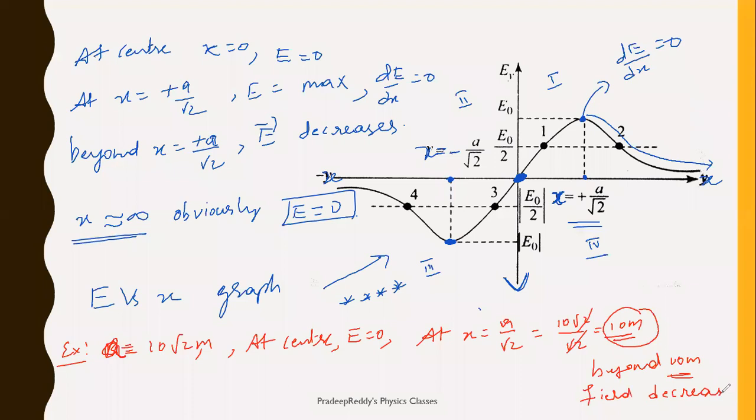The field decreases. 10 may become 11, 12, 100, 200, 300, it may be tending to kilometers. Then in such cases, the field value will again tend to 0. Right? This is a very, very important conclusion which we are learning from the electric field due to a ring.